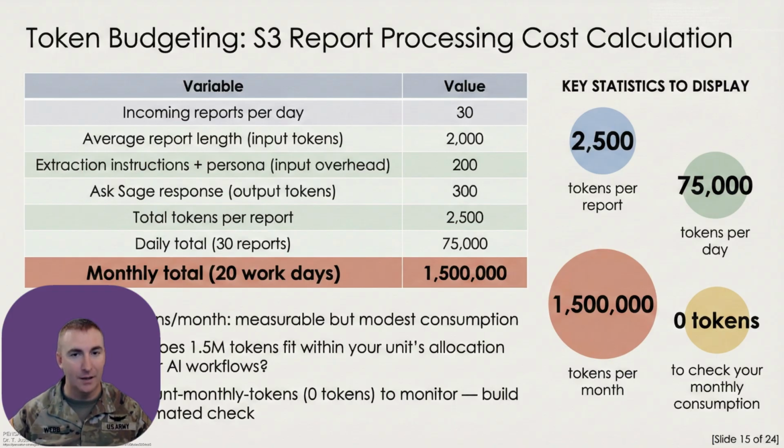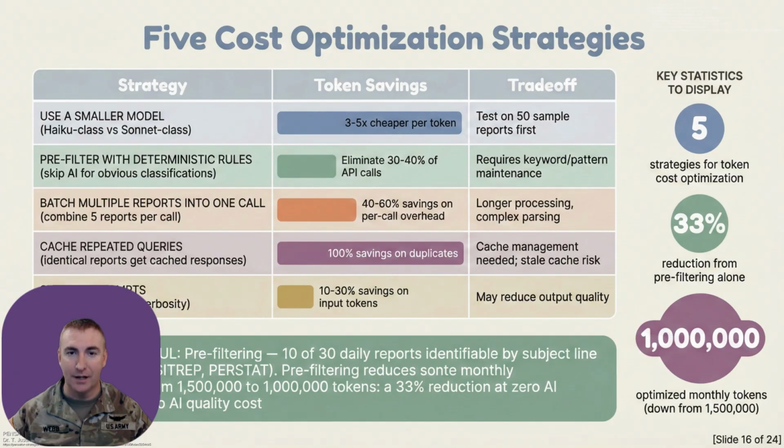1.5 million sounds like a lot. Here is how you cut it by a third. 5 strategies, but one dominates. Pre-filter with deterministic rules. If 10 of your 30 daily reports have subject lines like log sitrep or per stat, route them with simple string matching.